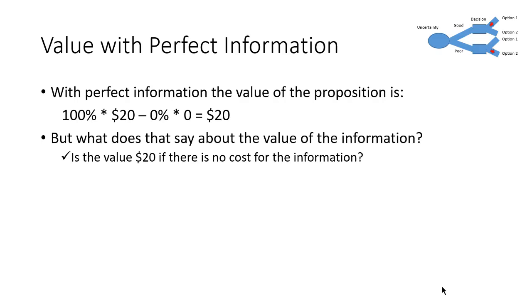Well, with perfect information, the value of the proposition is 100% times 20 minus 0, or $20. But what does that say about the value of the information? Is the value $20 if there is no cost for the information?